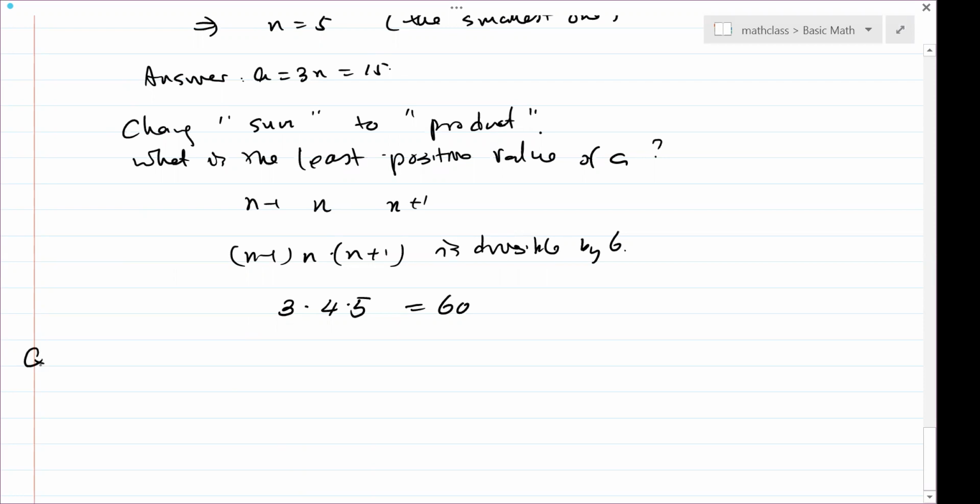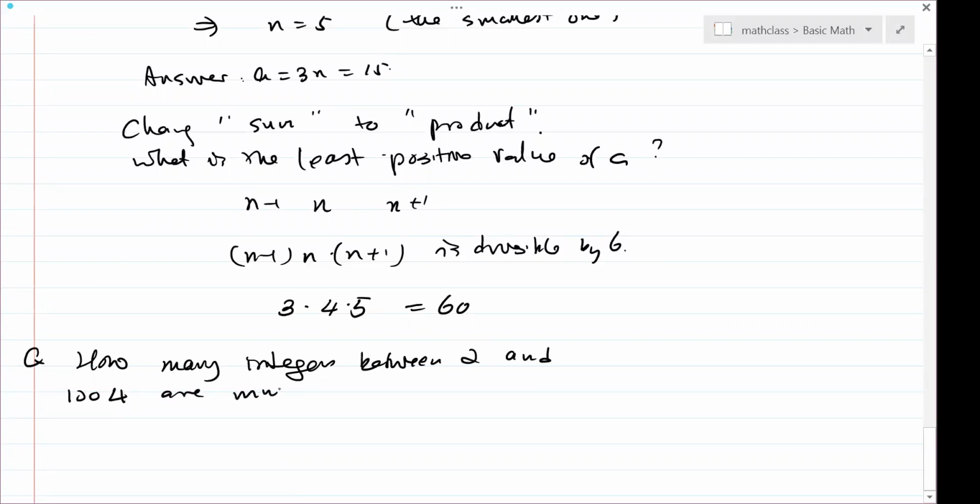Okay, good job. All right, now our next problem is: how many integers between 2 and 1004 are multiples of 5?